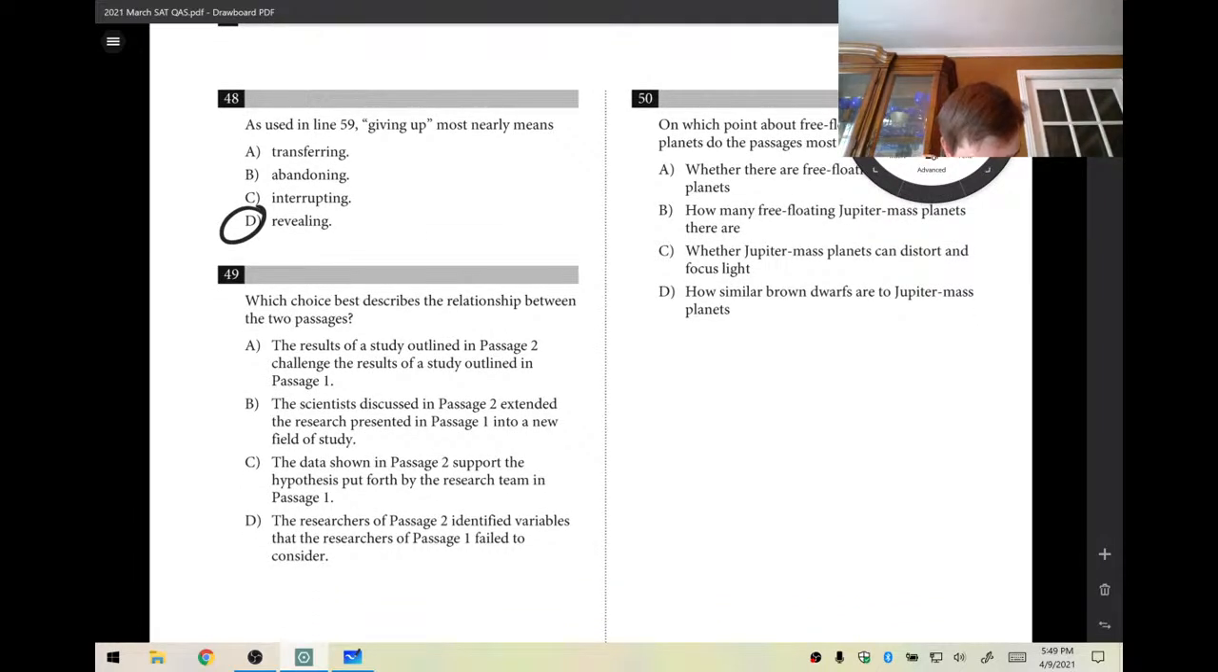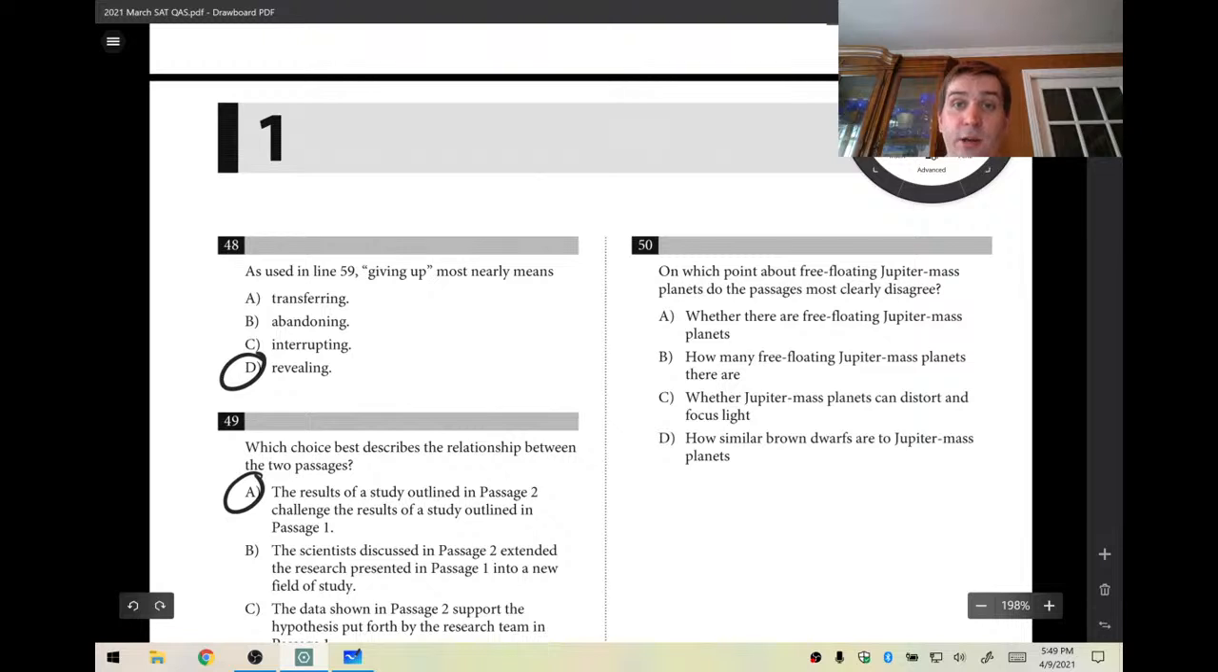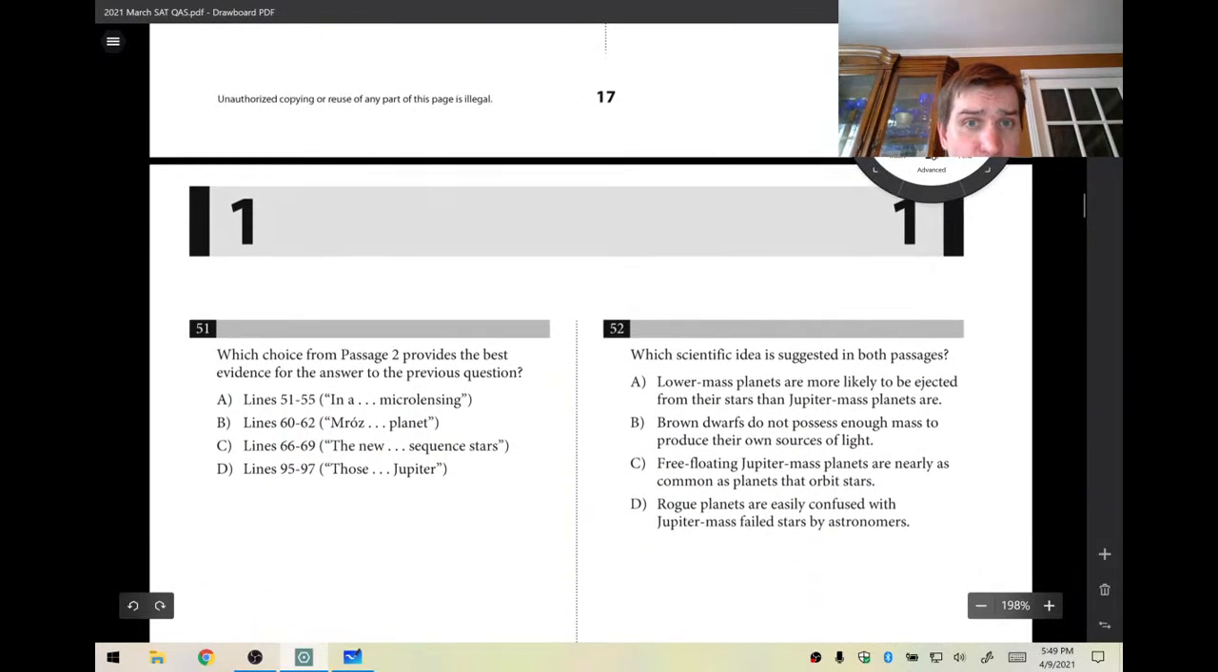49. Which choice best describes the relationship between the 2 passages? All right. The results of passage 2 challenge the results of passage 1 because they find way more Jupiter-sized planets than they do in the first passage. And 50 says, on which point about free-floating Jupiter-mass planets do the passages most clearly disagree? Well, they really disagree on number. That's what this is all about. The first passage has a different number. And then 51, 2 more questions.